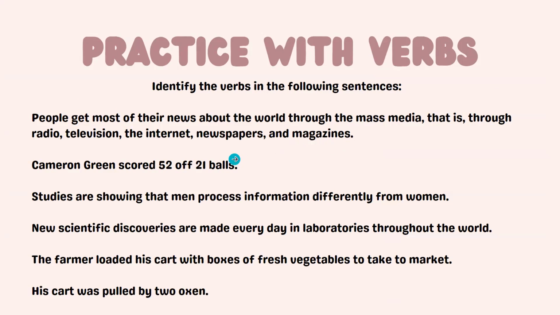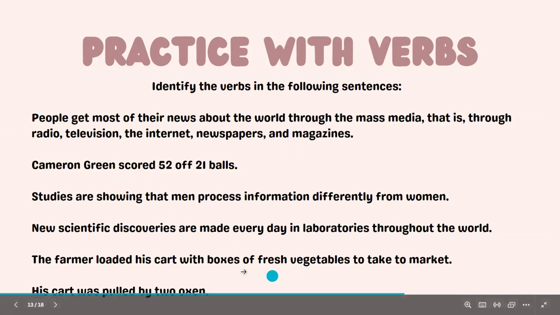For the second sentence, your verbs are going to be "scored." The third is going to be "are." That's all. "Are" is going to be your verb in that sentence. In your fourth sentence, your verbs are going to be "are made." That's going to be your verbs. For the fifth sentence, your verbs are going to be "loaded" and "take." And for the sixth sentence, your verb is going to be "was pulled."